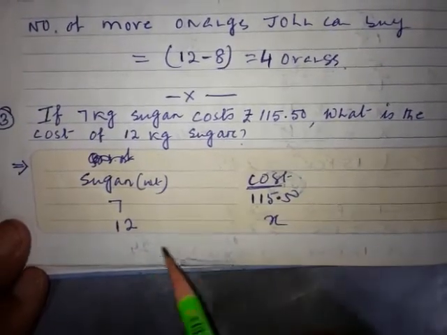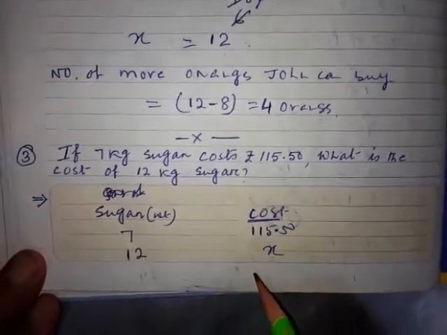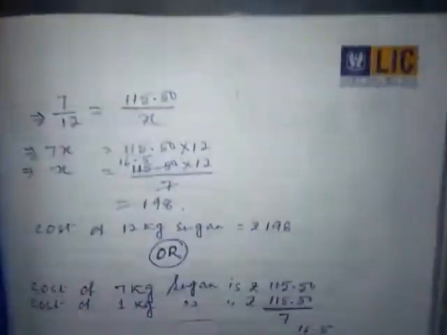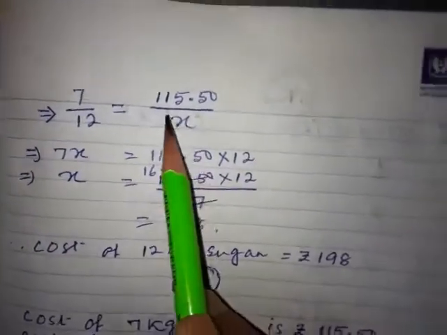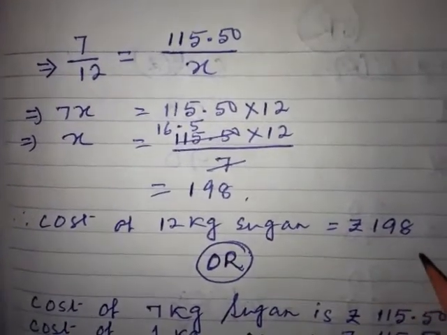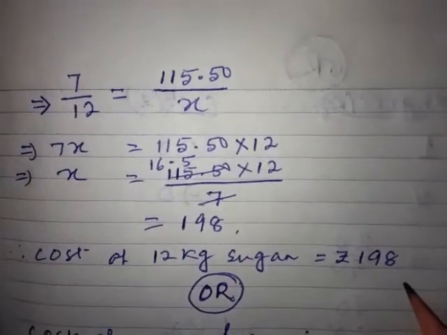I put it in x. Now again the direct variation: 7 by 12 equal to 115.50 by x. So here I have done the calculation. 7 by 12 equal to 115.50 by x. Do the calculation. You will be able to find out the cost of 12 oranges equal to 9.